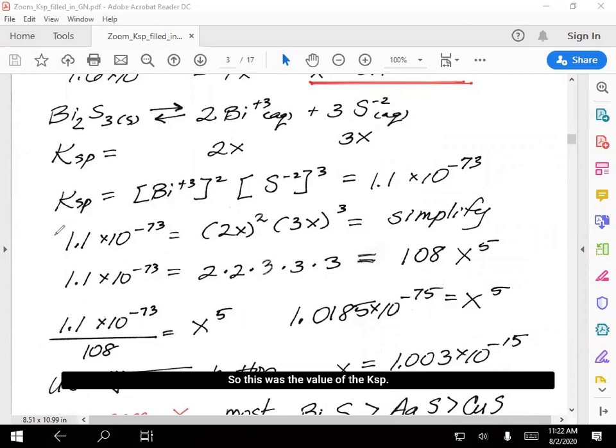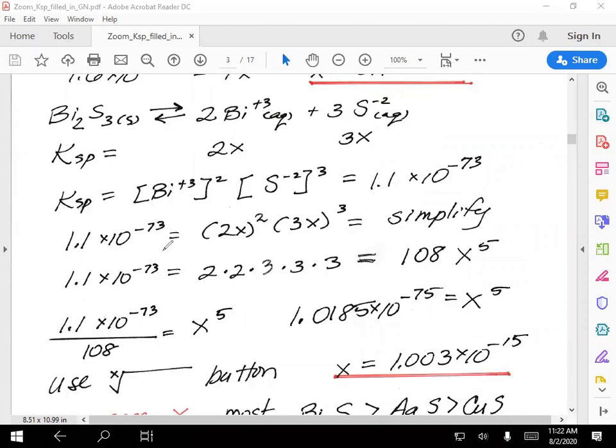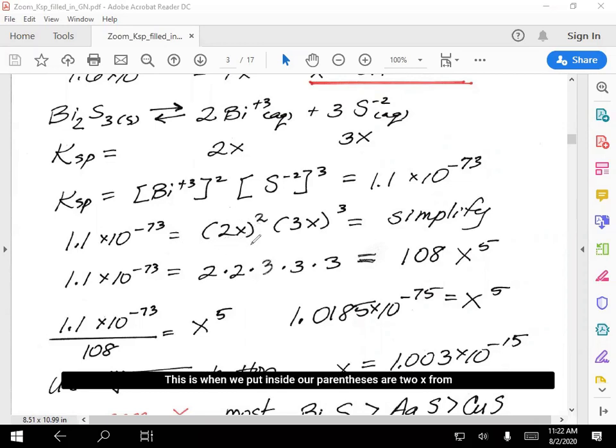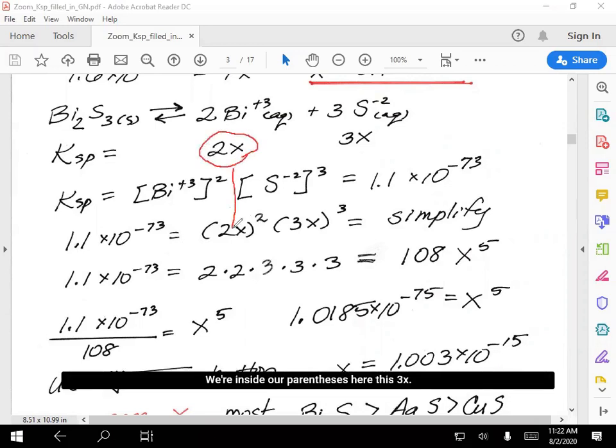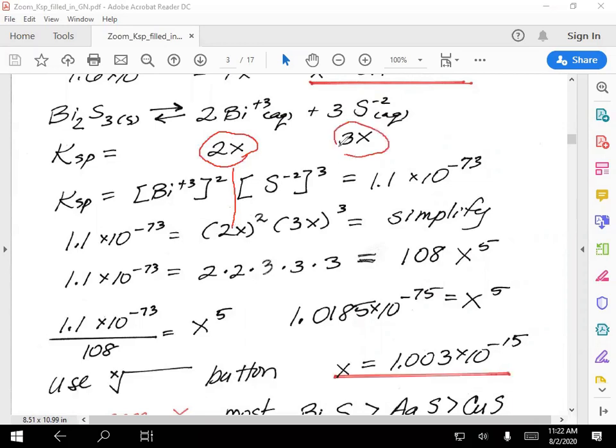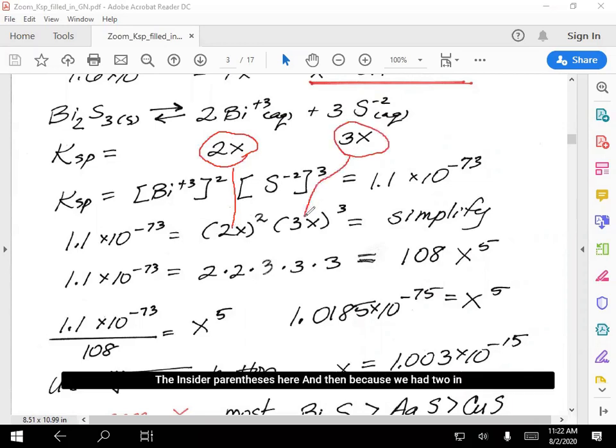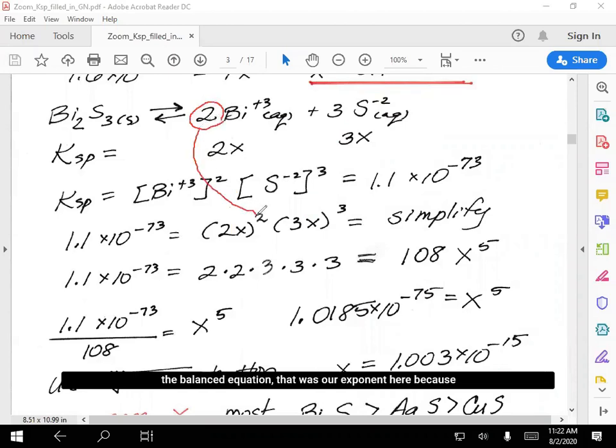So this was the value of the KSP. This is when we put inside our parentheses our 2x from here. So this 2x went inside our parentheses here. This 3x went inside our parentheses here. And then because we had 2 in the balanced equation, that was our exponent here. Because we had 3 in our balanced equation, that was our exponent here.